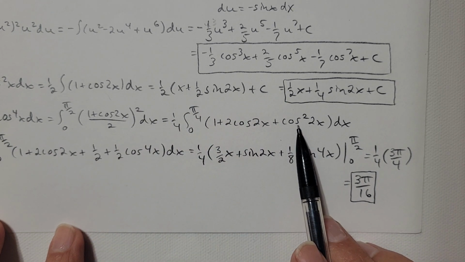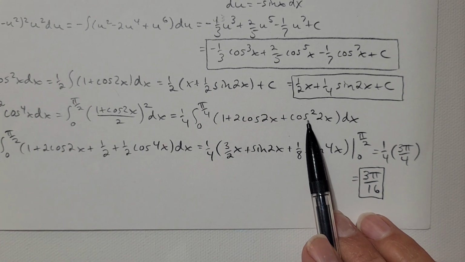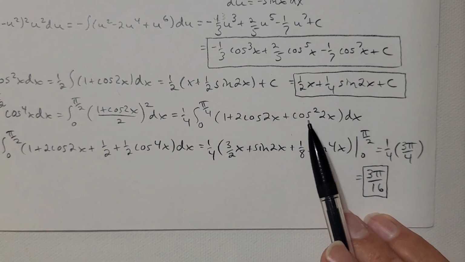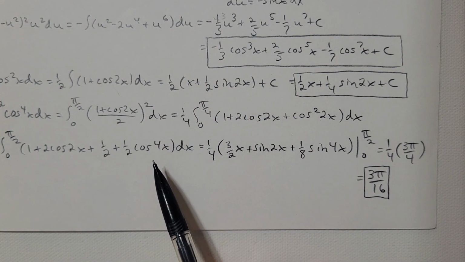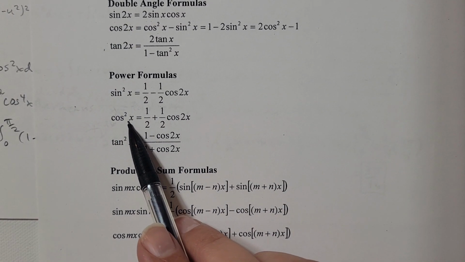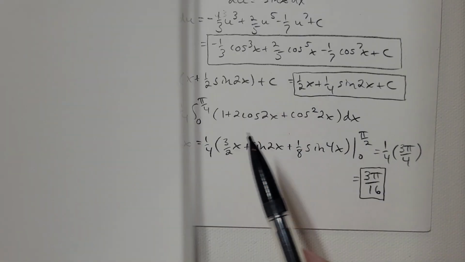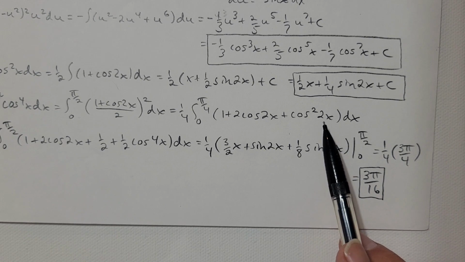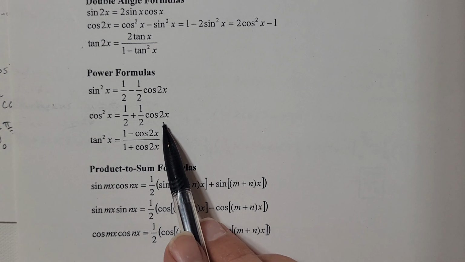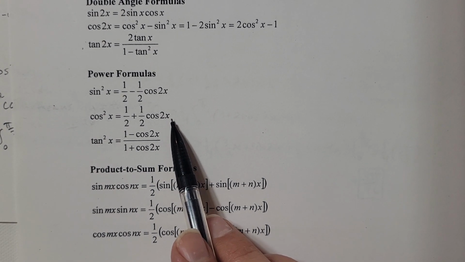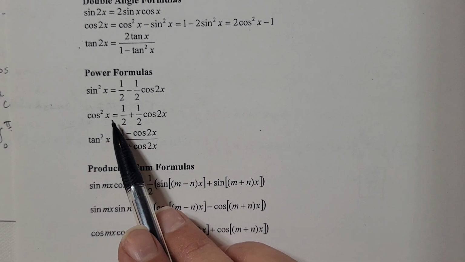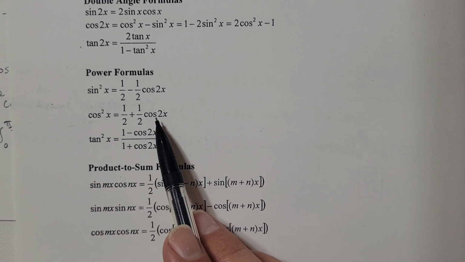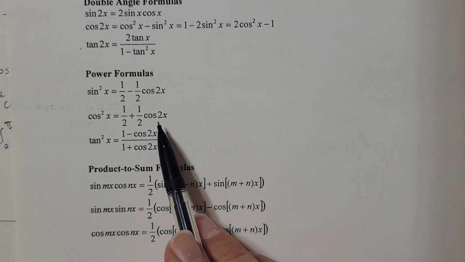I don't know the antiderivative of cosine squared 2x, but I can use the power formula there. So now the one that I have for you here is for cosine squared of x. I don't have a cosine squared of x. I get a cosine squared of 2x. So I guess where I see the x part in this formula, here I'm going to want to make that be 2x. So cosine squared of 2x, that's 1/2 plus 1/2 cosine of 2 times 2x, or cosine of 4x.